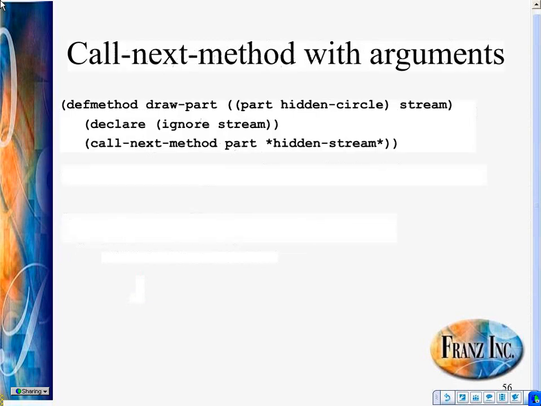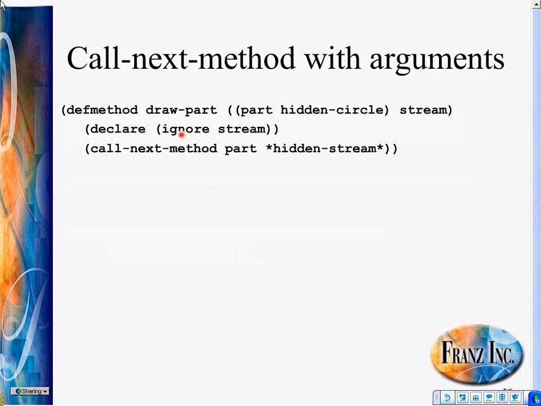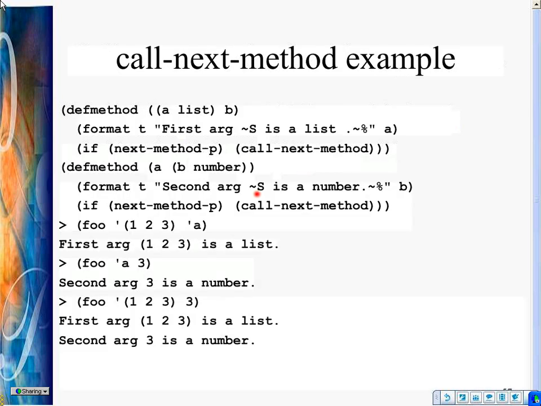But you can do the call next method, and you can pass additional arguments to it, as we've done here. Normally, call next method calls the next method with the arguments that were passed in, but you can call it with different arguments if you want. So here is a call next method example.